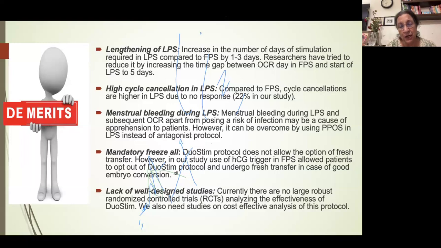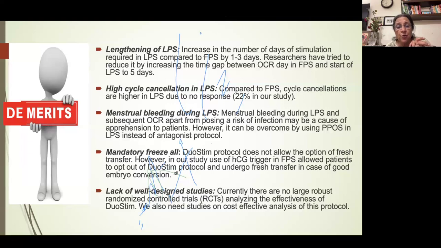Menstrual bleeding during LPS: a lot of studies have reported this, but we overcame it by using PPOS in the LPS instead of an antagonist protocol. Then there's mandatory freeze all. We have to freeze all. There's no way we can transfer, because if you've given an HCG trigger in the follicular phase, you can still transfer in that cycle. But if you are using a GnRH agonist trigger, then the endometrium is not optimum for transfer and you will have to freeze all your embryos. Lack of well-designed studies.